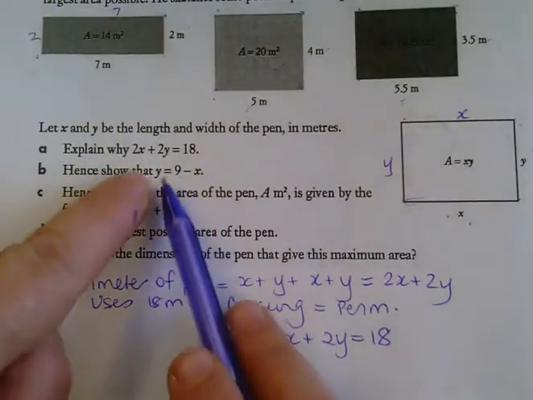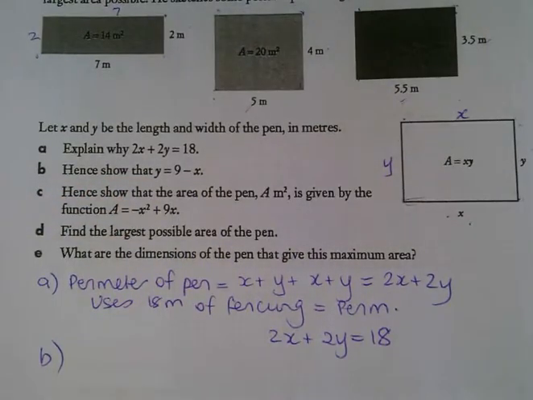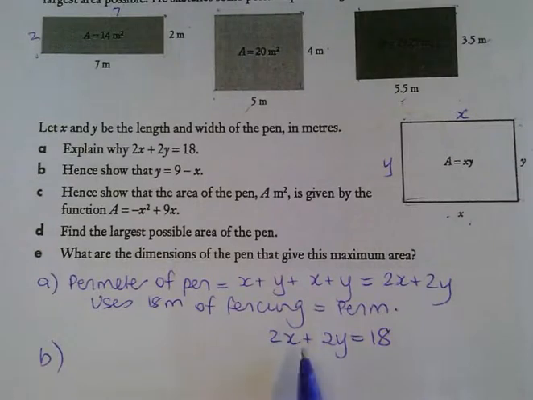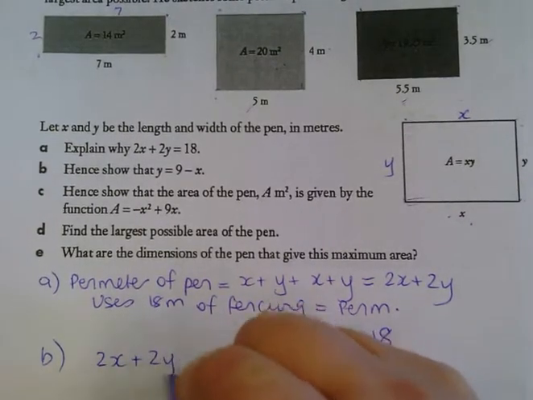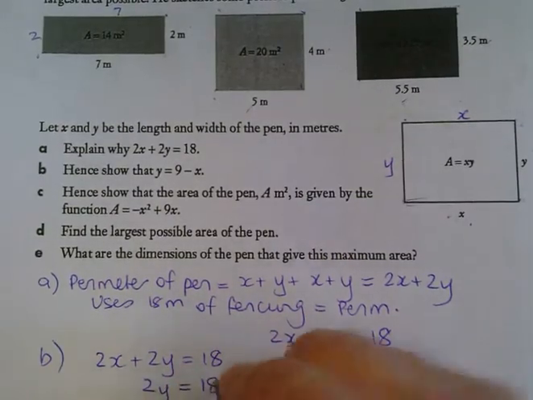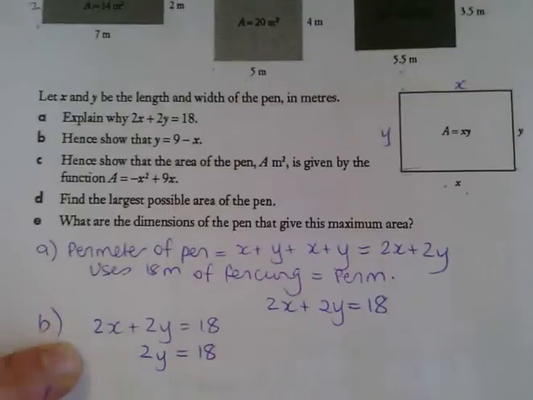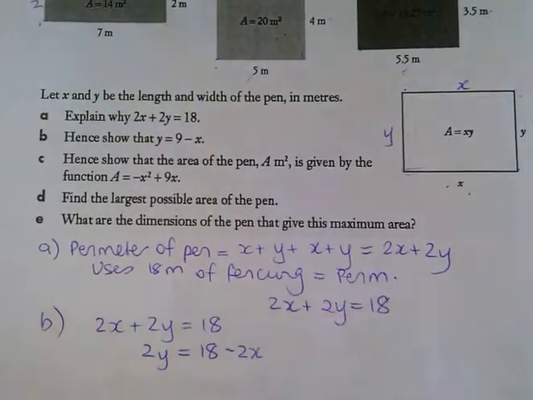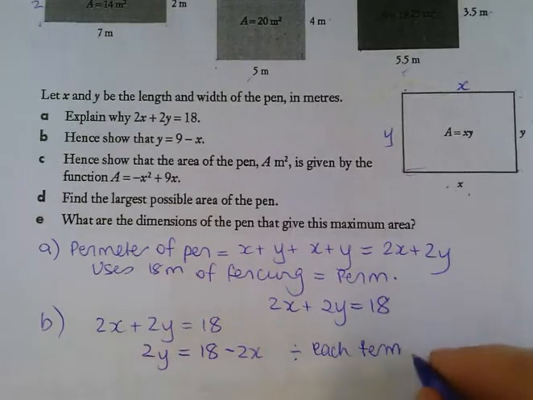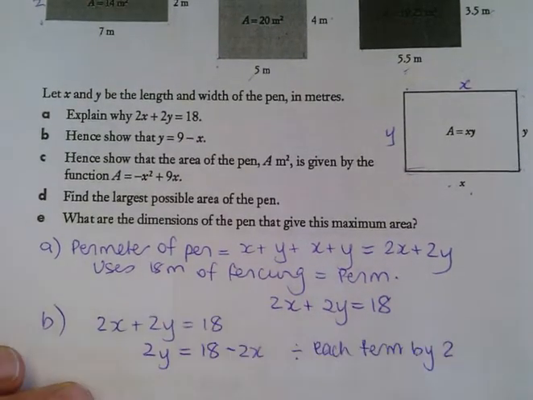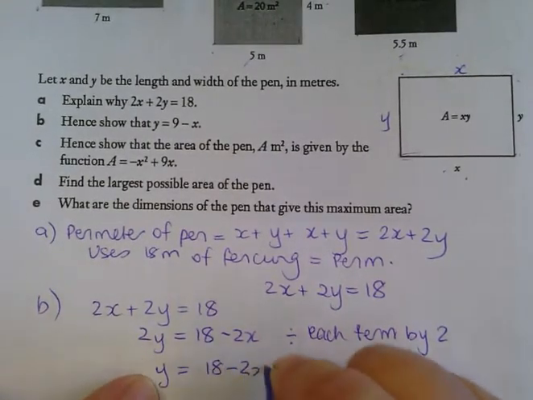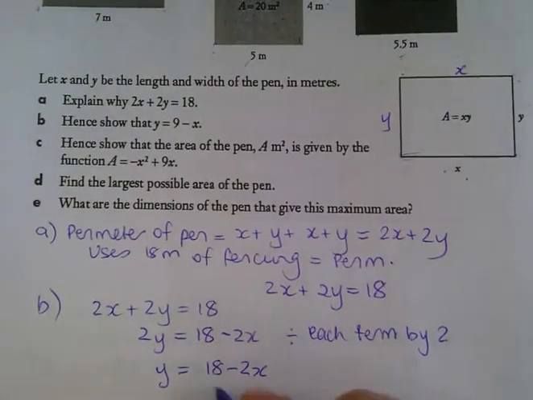Now it says, hence show that y equals 9 minus x. They've made y the subject of the formula. So I've got 2x plus 2y is 18. I'm going to take the 2x to the other side. 2y equals 18 minus 2x. Now, I can divide both sides by 2. You're allowed to do that. So y equals 18 minus 2x, be careful, divided by 2.